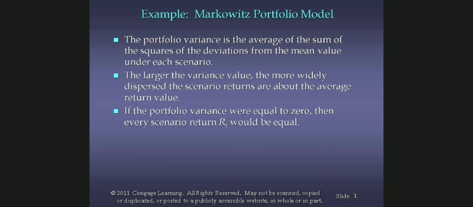The portfolio variance is the average of the sum of the squares of the deviations from the mean value under each scenario. The larger this number, the more widely dispersed the scenario returns are about their average value. So if the portfolio variance were equal to 0, then every scenario return R sub I would be equal.